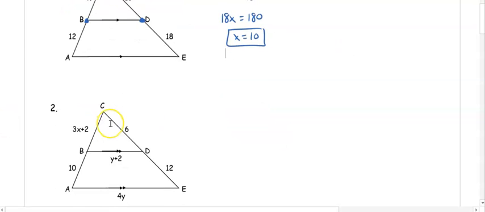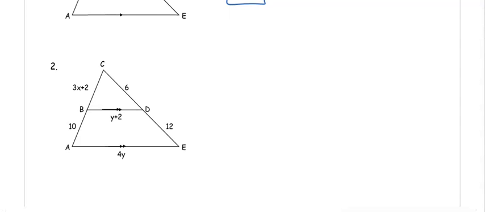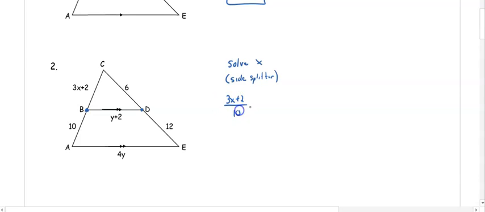Now, number two is an example of when we can and when we can't use the side splitter. So for x, we can use side splitter because x is on the sides of the triangle, which is being divided by the points B and D. So in order to solve for x, we can use side splitter. So we have 3x plus 2 over 10 is equal to 6 over 12. When we cross multiply, 12 times 3x plus 2 equals 6 times 10.